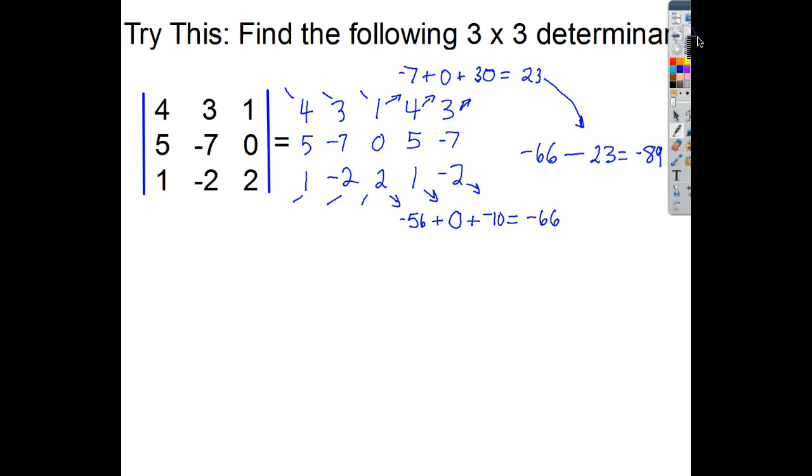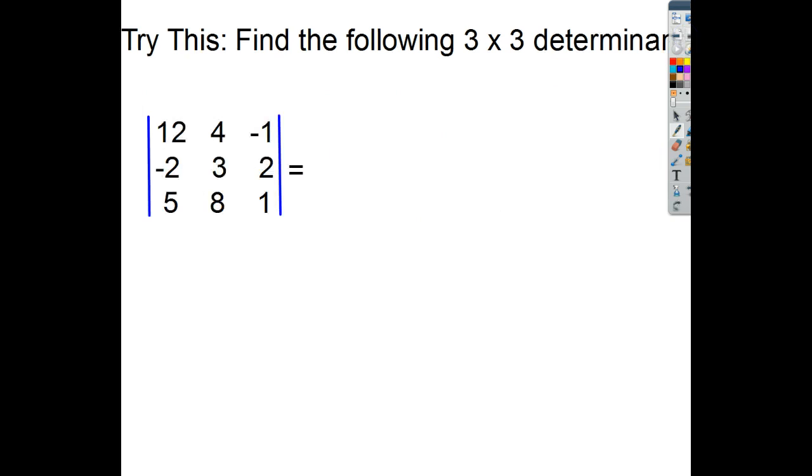Let's take a look at one more. Okay, putting these numbers, copying over column 1, column 2, column 3, repeating column 1, repeating column 2.